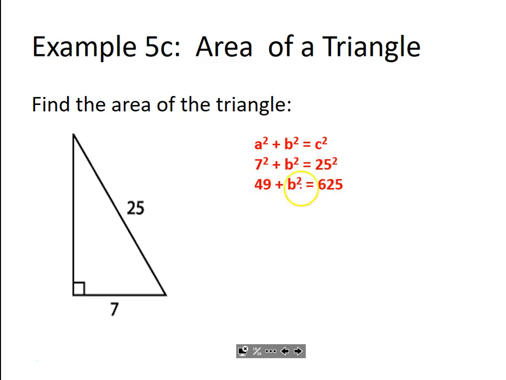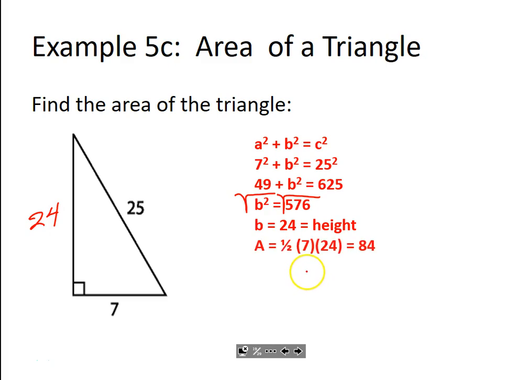We're going to subtract the 49 from the 625. That gives us 576. And again here, we're going to take square root of both sides. When we do that, we get that B is equal to 24. So our height is 24. So now we have that our base is 7 and our height is 24. 7 times 24 is 168. We're going to divide that number by 2, which gives us 84.